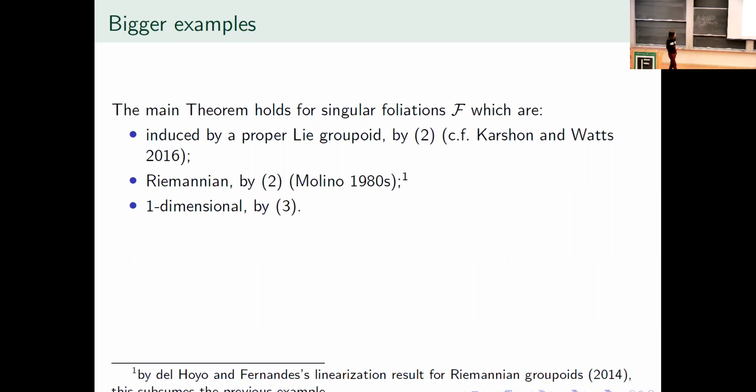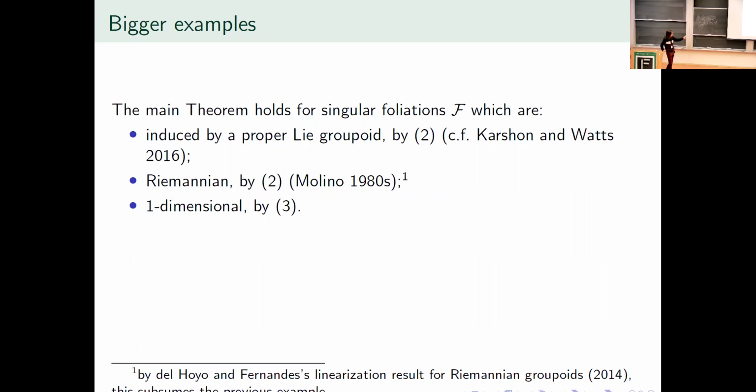You can also say for a Riemannian singular foliation, results by Molino from the 80s tell you that these foliations are decomposed by dimension. So for each k, the union of k leaves is a submanifold. In fact, in that case, it's embedded. And I just want to make a little note that this second example actually subsumes the first one using del Hoyo and Fernandes's linearization. You can say that every proper Lie groupoid induces a singular Riemannian foliation on the base. Its orbits are a singular Riemannian foliation. So then the second one really gives you the first one.